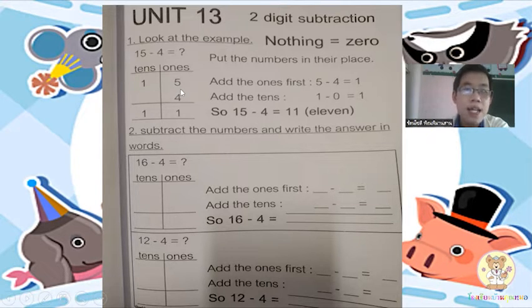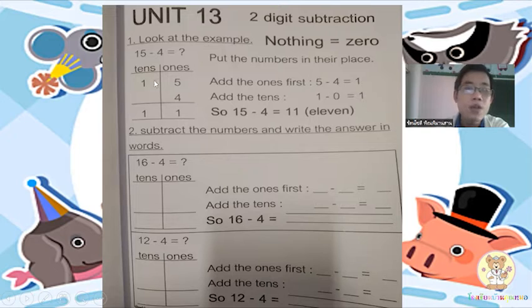You can see that there are two ones close together. In English, it is called number 11. After that, please take a look at the right side. Put the numbers in their place. Subtract the ones first. You can see that there are two numbers, number 5 and number 4. So we need to write 5 minus 4 equals 1.